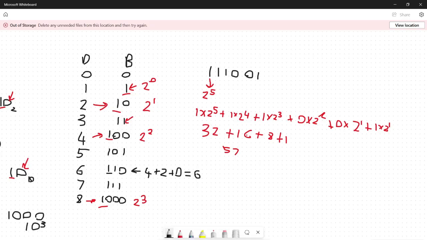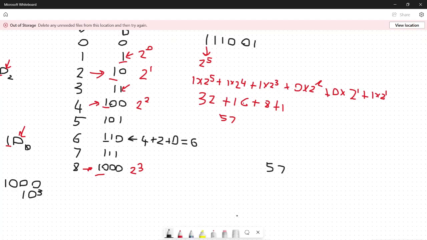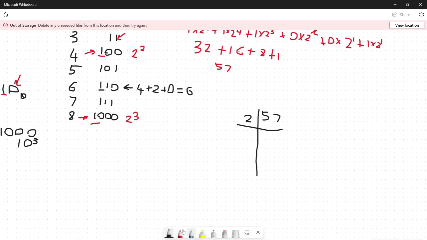Now, let's say we have a number in decimal. Let's take the number 57 again in decimal, and now we want to convert it to binary. Well, we're going to just divide it by 2 at first. Why? You'll see in a bit. So 57 divided by 2 gives us 28.